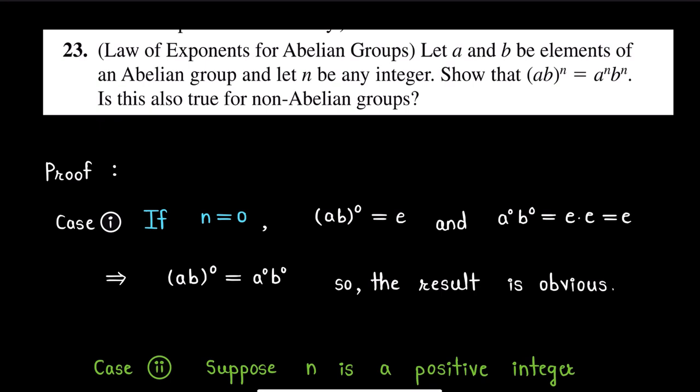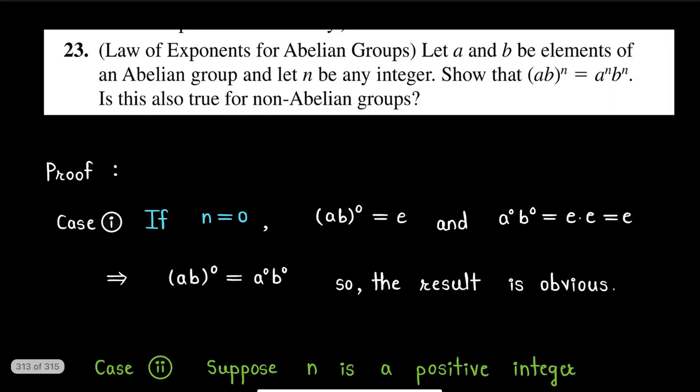In this video, we are going to solve this exercise question from the book Contemporary Abstract Algebra by Gallian. This result is also known as the law of exponents for an Abelian group. So, the result is: let a, b be elements of an Abelian group and let n be any integer. Show that (ab)^n is the product of a^n and b^n. We also have to check whether the given result is true for non-Abelian groups.